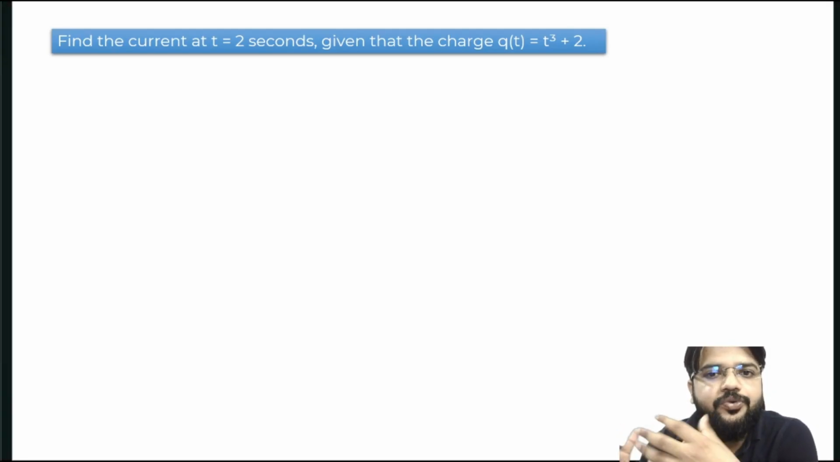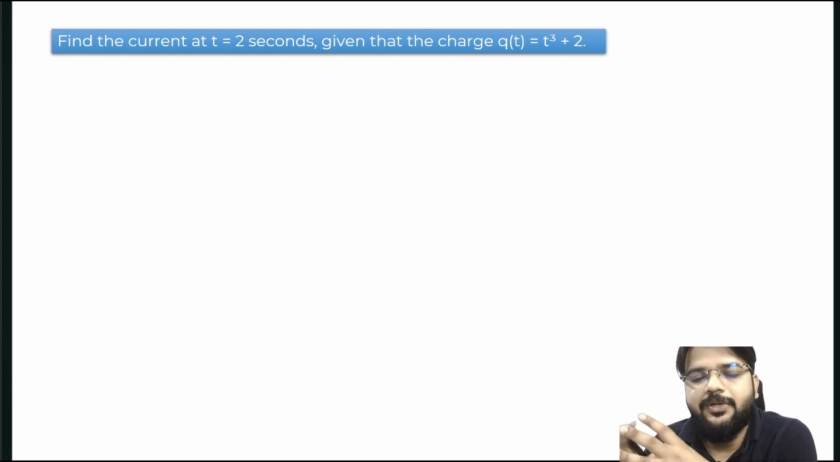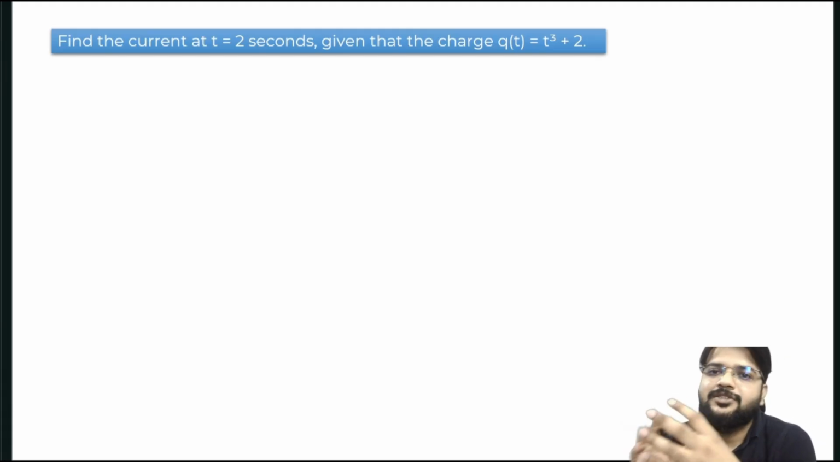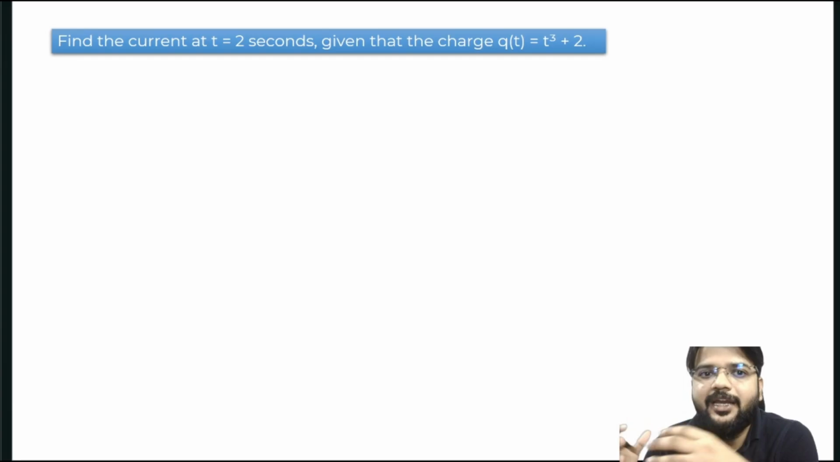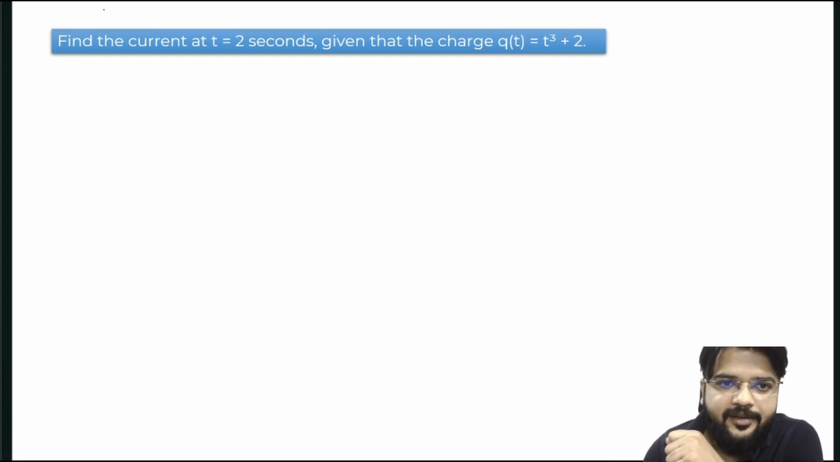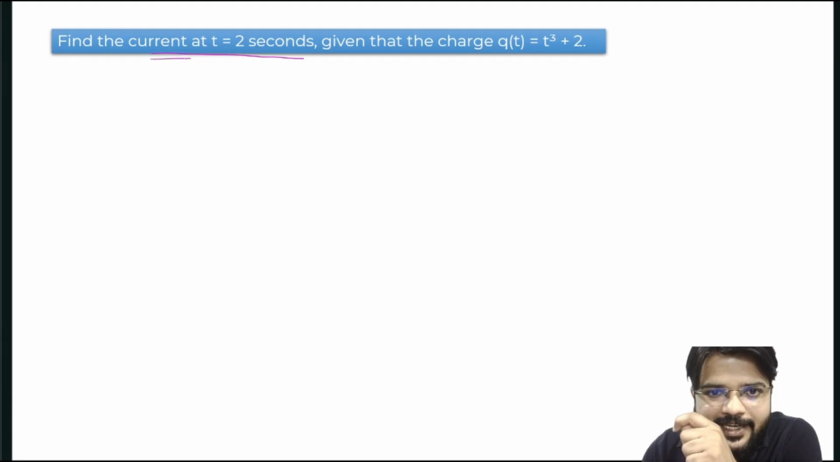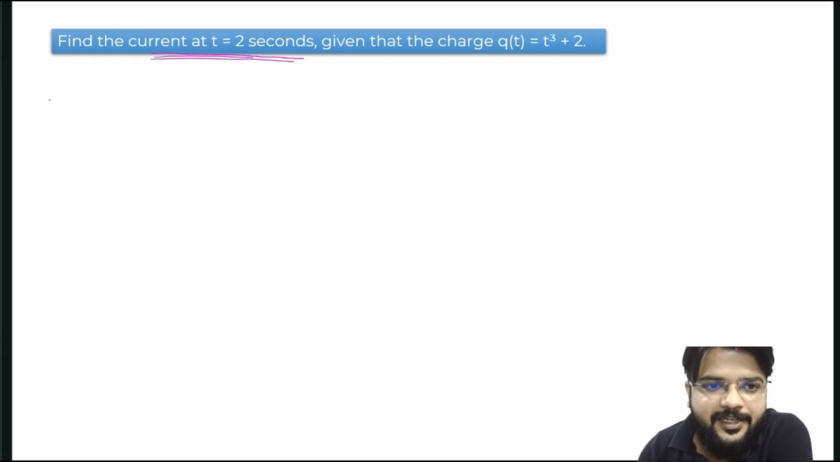Find the current at t equal to 2 seconds, given that the charge q equals t cubed plus 2. Here we have charge as a function of time, and we want the current exactly at 2 seconds. So we want the instantaneous current, because the question asks for the current at t equal to 2 seconds, exactly at 2 seconds.